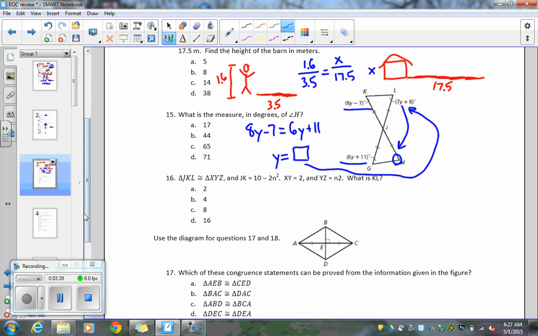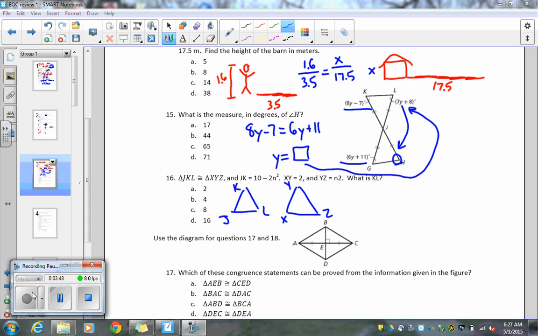Moving on. In triangles JKL and XYZ, once again, we don't have those triangles, so let's draw them. It says that JK, which is right here, is 10 minus 2n squared, and XY is equal to 2, and YZ, this is a typo, that should be n squared. What is KL?